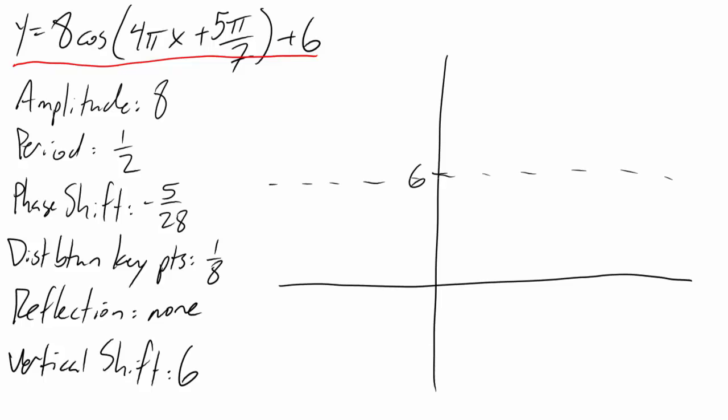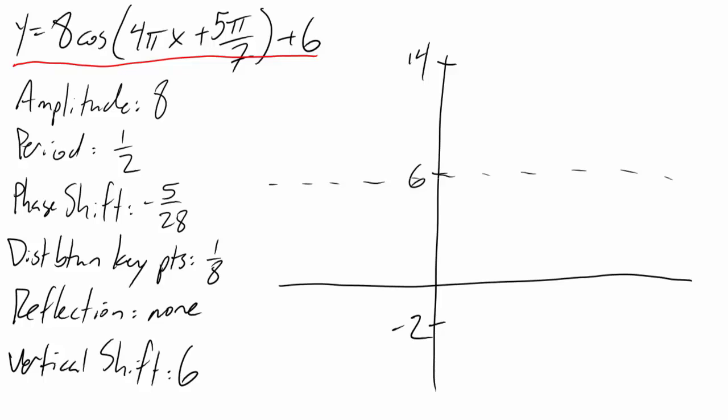And we'll just draw it as a dotted horizontal line here to help us with the whole visualization. Now with our amplitude, we are going to go 8 units up and down from that center line. So 8 units up will put us at +14, and 8 units down will put us down here at -2. And so these are the maximum and minimum values we're going to be dealing with.